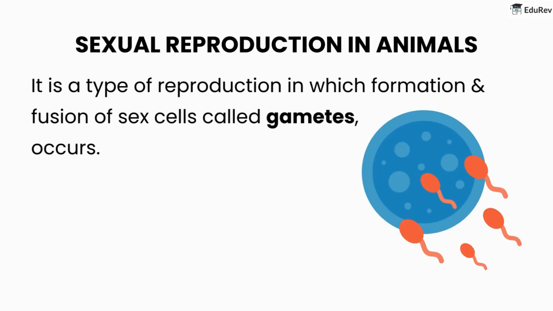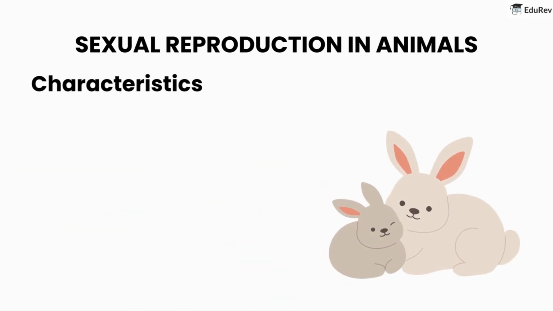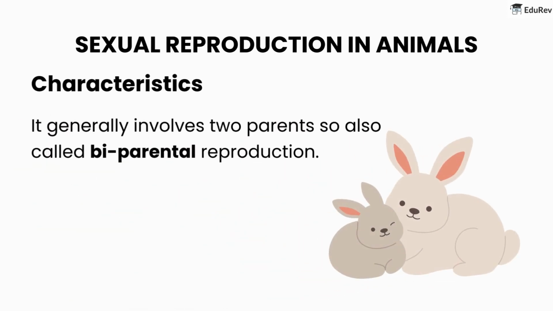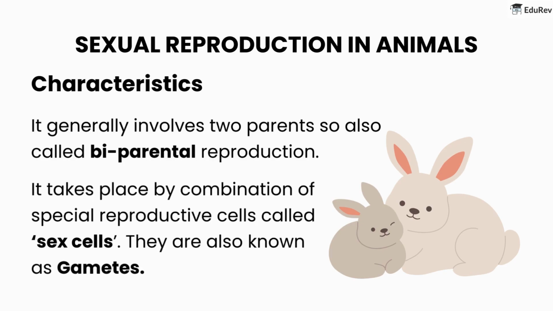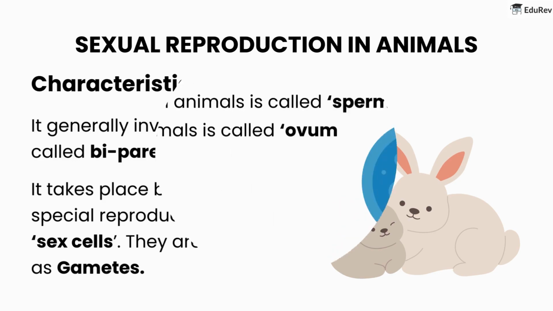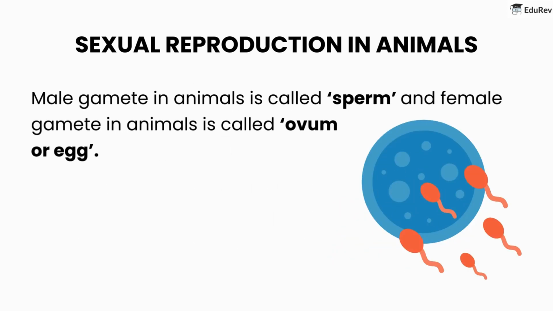Sexual reproduction in animals. It is a type of reproduction in which the formation and fusion of sex cells called gametes occurs. Characteristics: It generally involves two parents, so it is also called biparental reproduction. It takes place by combination of special reproductive cells called sex cells, also known as gametes. The male gamete in animals is called sperm, and the female gamete is called ovum or egg.